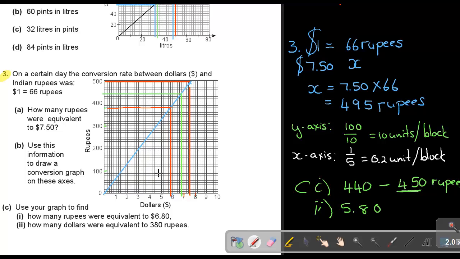And this is going to be in dollars. Okay, and this is how I can draw a graph and use the graph to do the conversions.